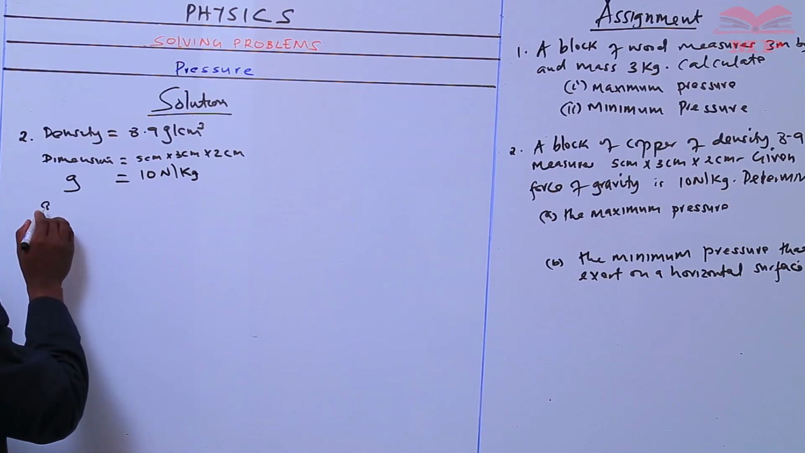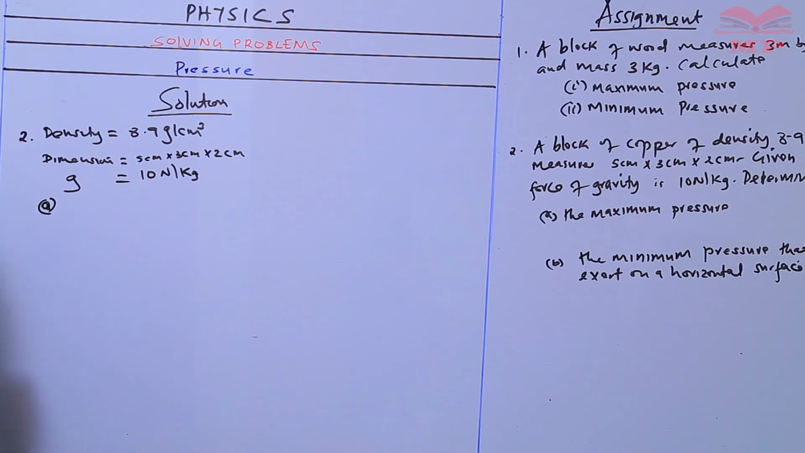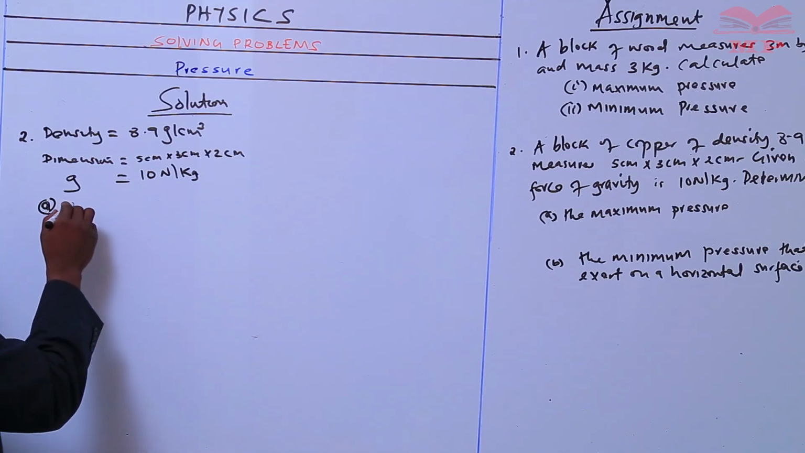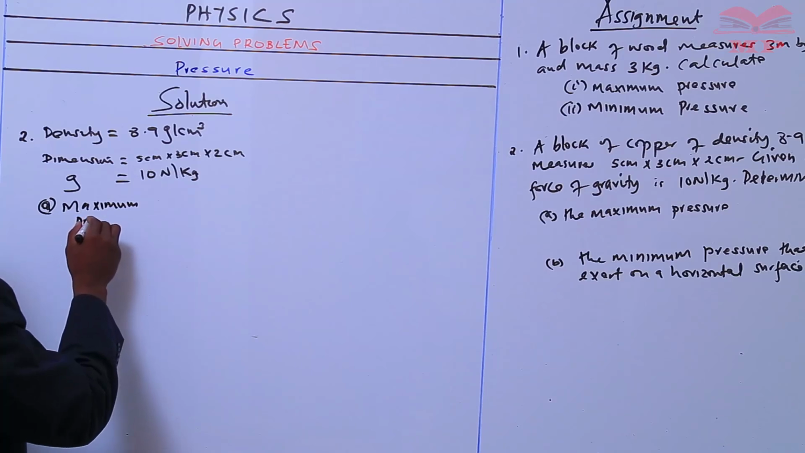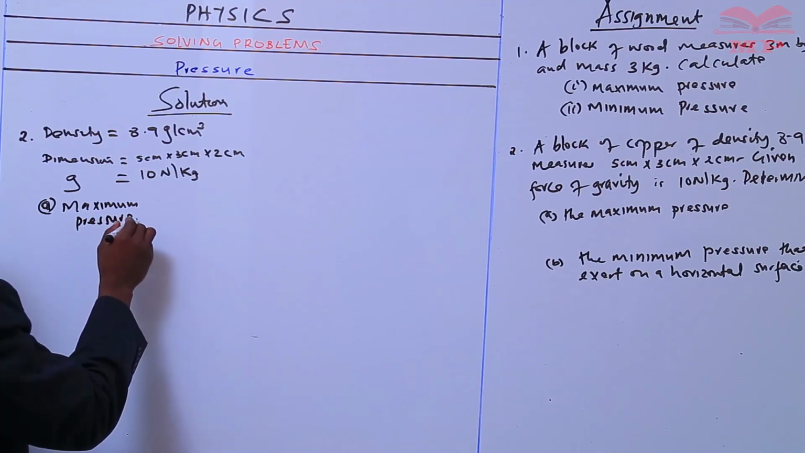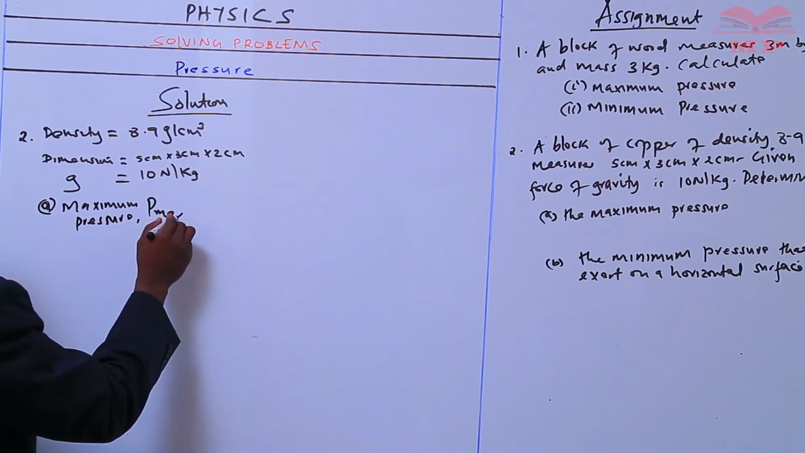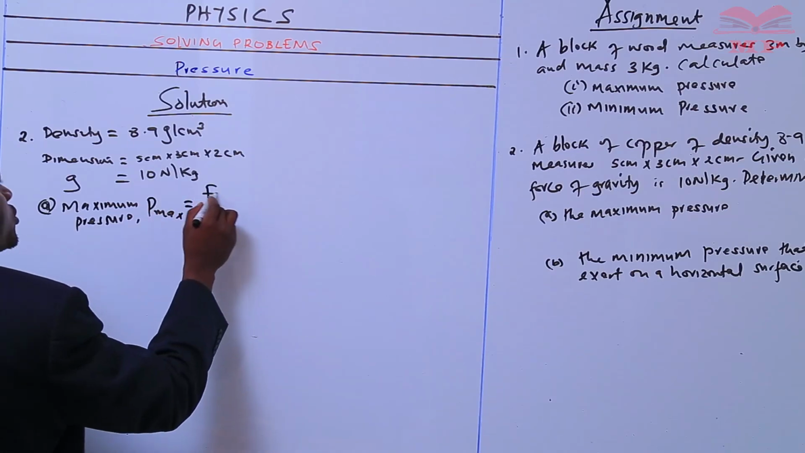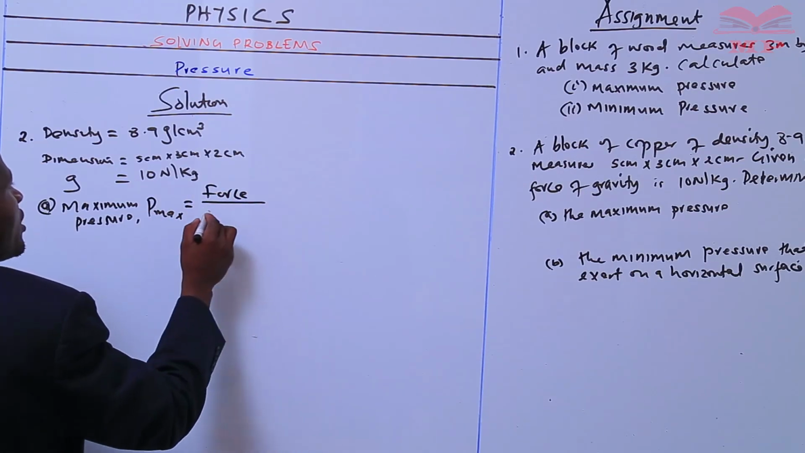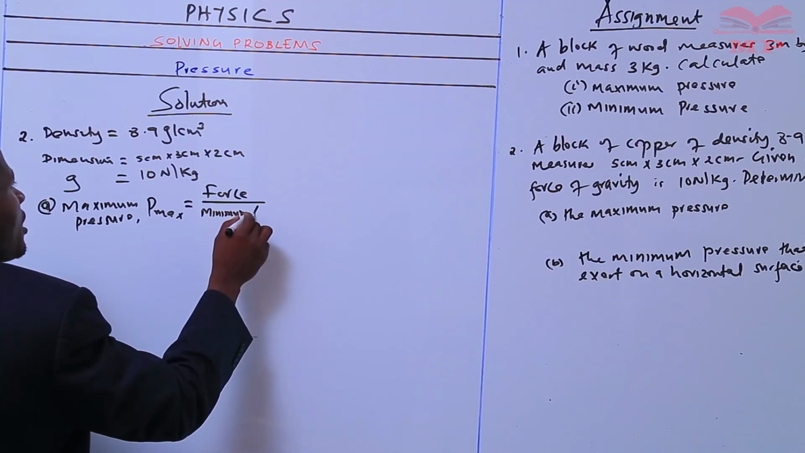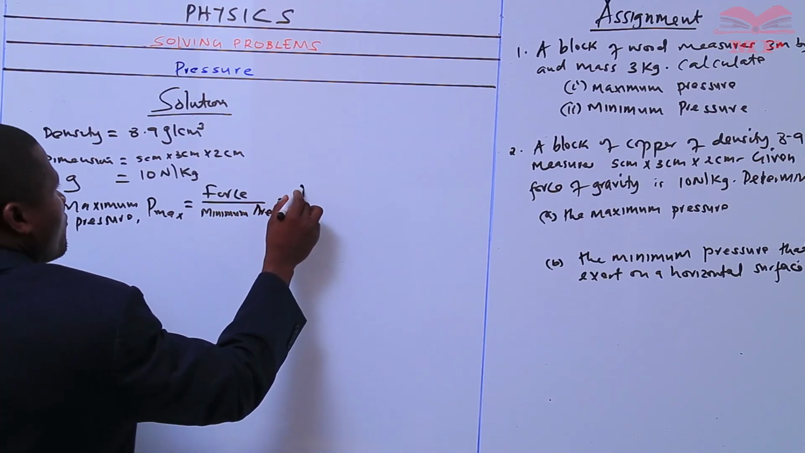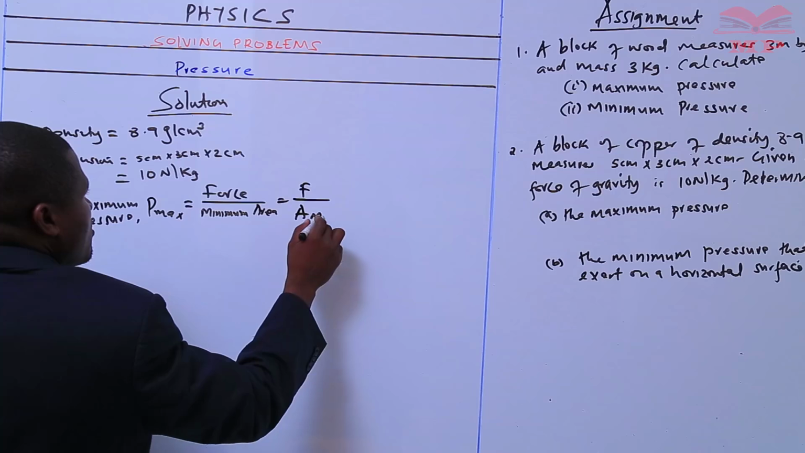So (a), maximum pressure. Still P max is given by force over minimum area, force over A minimum.